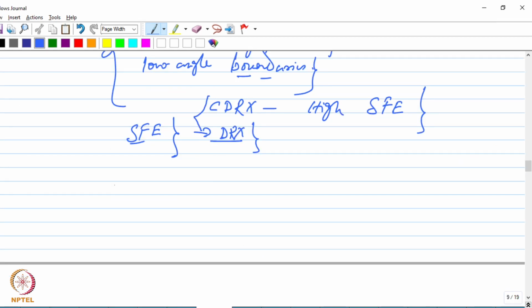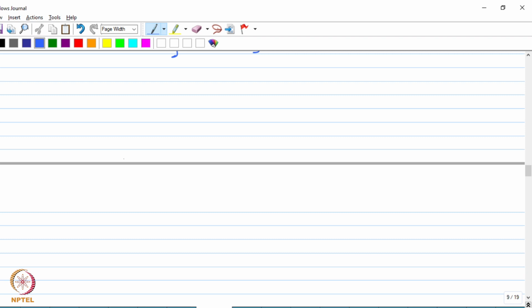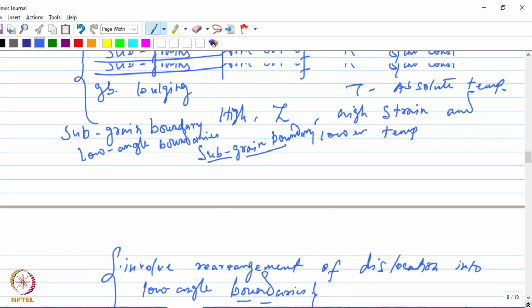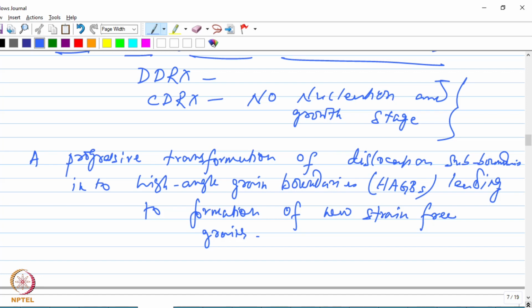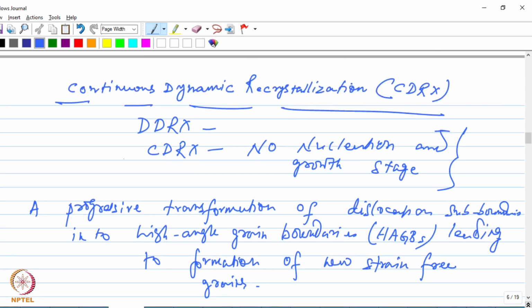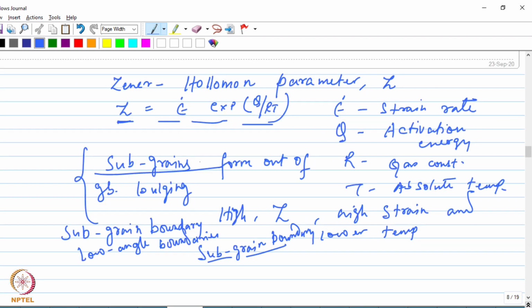So these are the two dominant forms of dynamic recrystallization, and we also have some other mechanisms for the CDRX process. Like in this case, we said it is through the progressive increase in the misorientation. So that gradual increment can also occur by another mechanism, which we are going to discuss next.